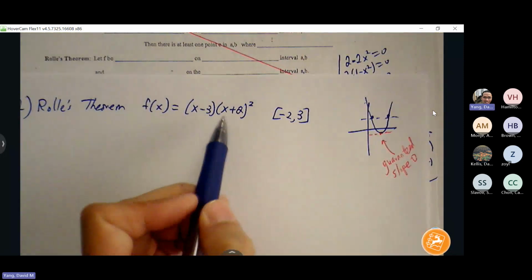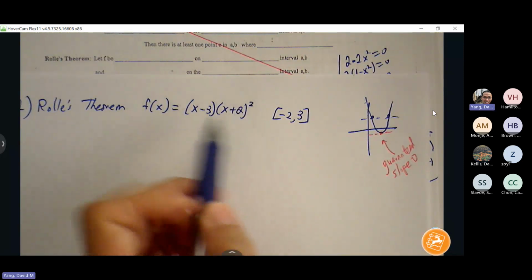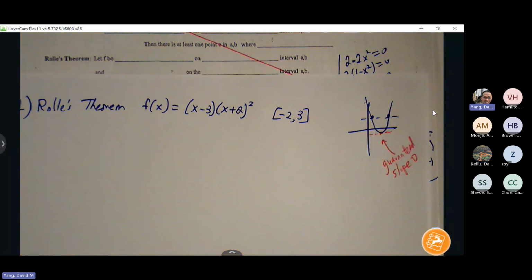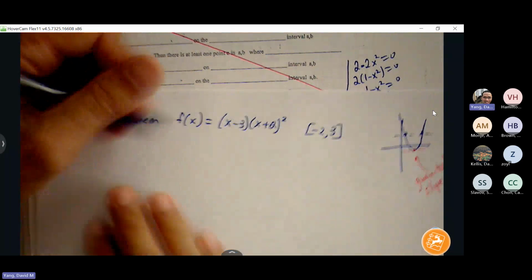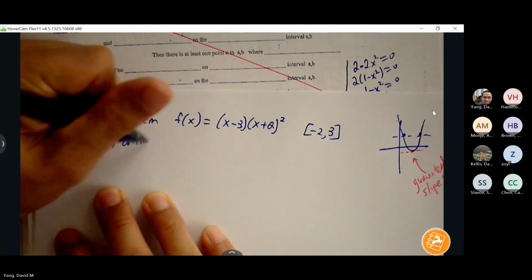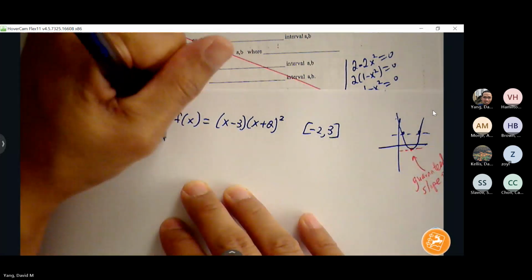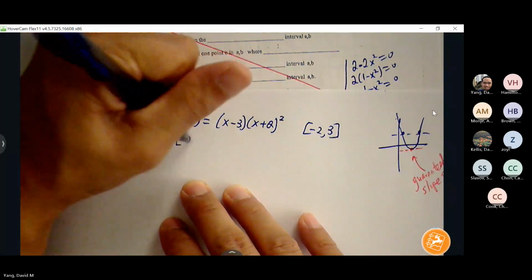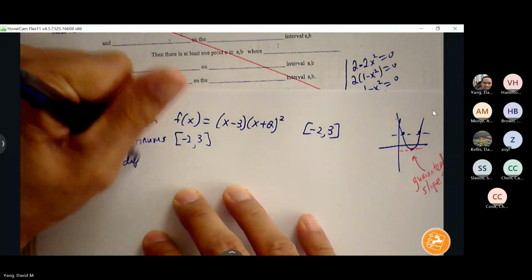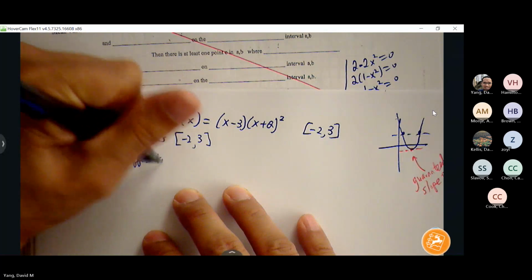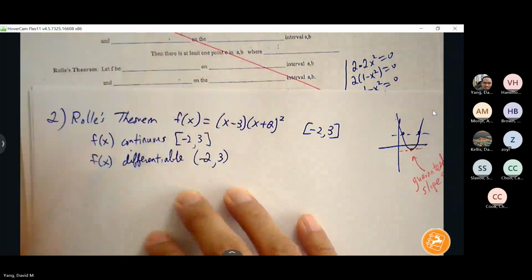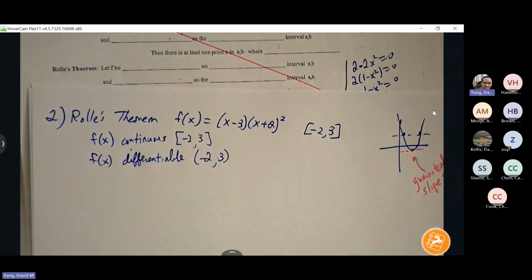Okay, so first we're looking at with a polynomial. So there's no variable in the denominator. This is going to be a nice smooth curve. So our conditions will be met. So, well, at least the first 2. So you want to make sure you can write out your conditions. Continuous is with brackets, differentiable is with parentheses.